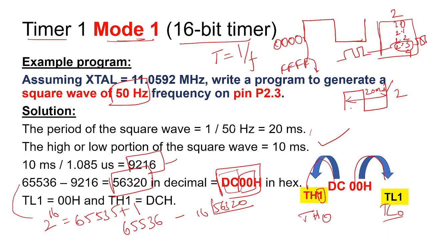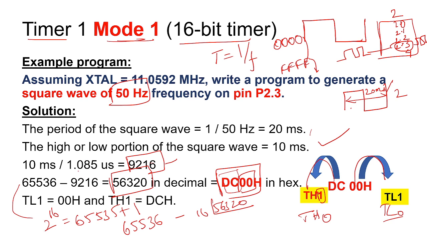Write a program to generate the square wave of 50 Hz frequency on pin 2.3. So in this question, the frequency was given. You want to calculate the time period. It is a square wave, that means this time period is for both on and off. So to find for an individual pulse, either for on or off, you want to divide by 2. So from there you want to find the value, so that you have explained here, right?